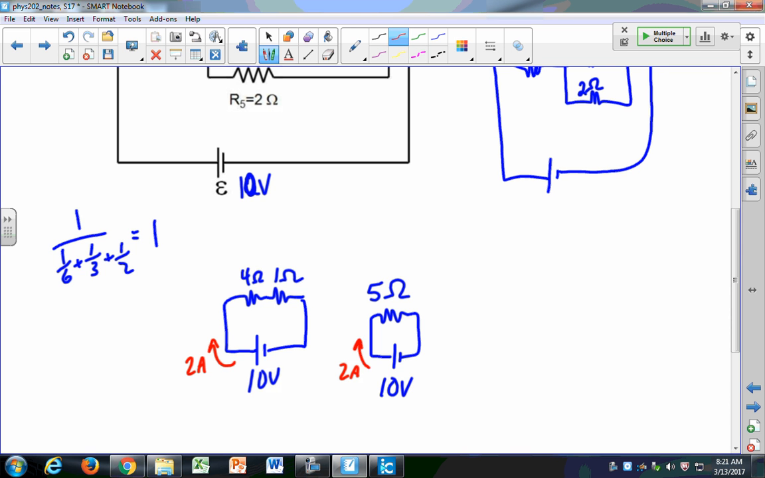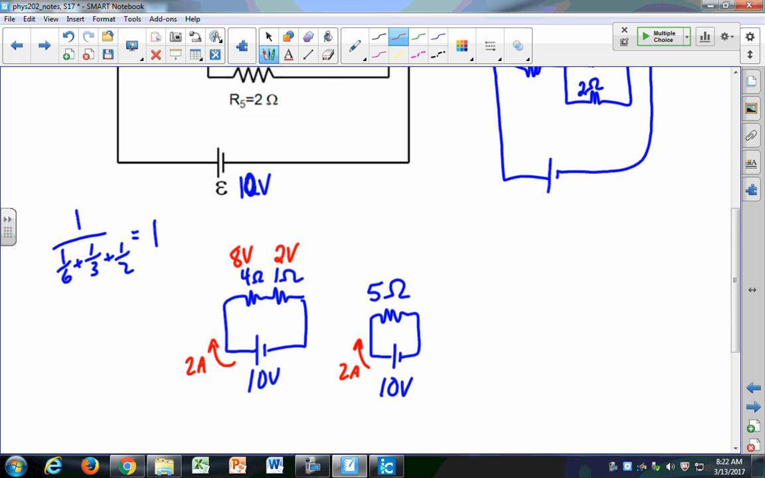What's my voltage across the 4 ohm resistor? If I have 2 amps across a 4 ohm resistor, what is my voltage? I got 8 volts here. And then I have 2 volts here. Checking, this was 4 times 2, this is 1 times 2. Well, let's just double check our answer. I have 8 and 2, that's equal to 10, as it should be. Because for resistors in series, their voltages add up to equal the total voltage.